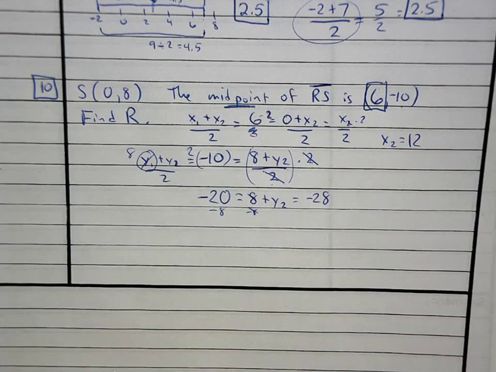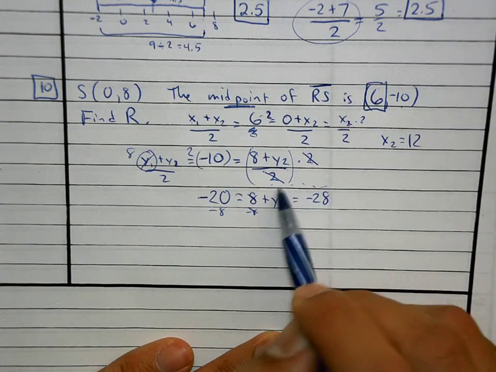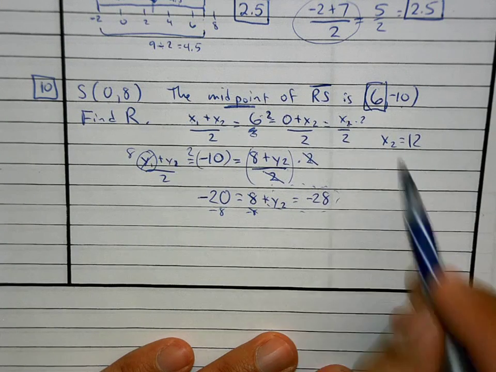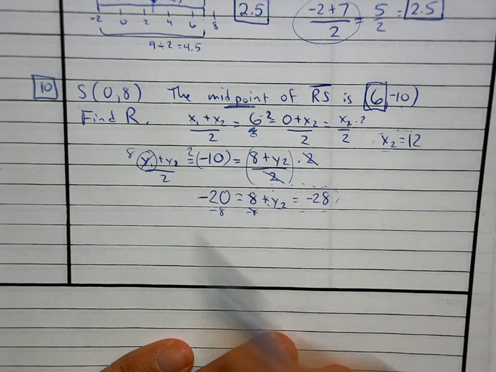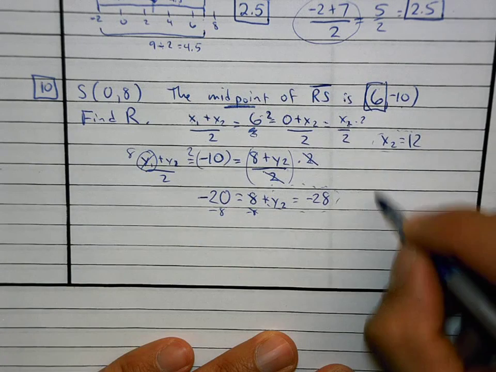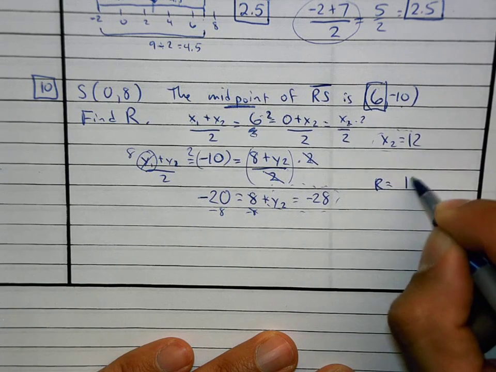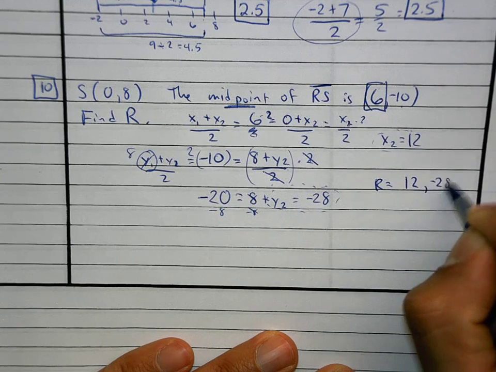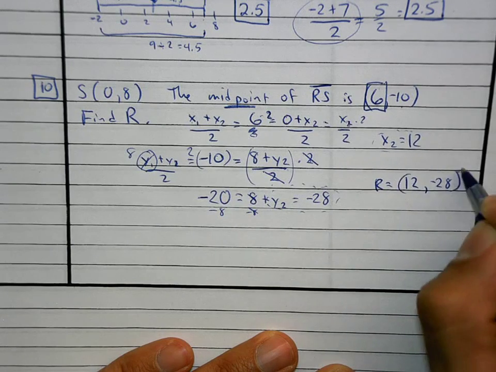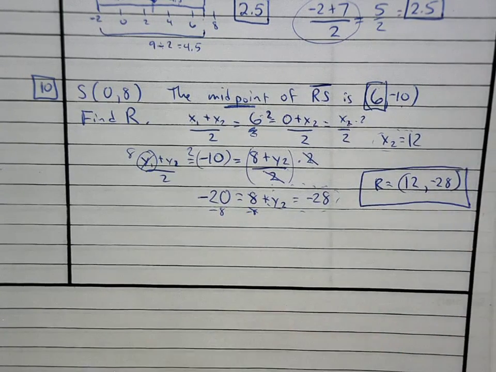So now we have our second y value, and we have our first x value. Now we know where r is. R is going to be the coordinate 12, comma, -28. It's an ordered pair. There's my answer.